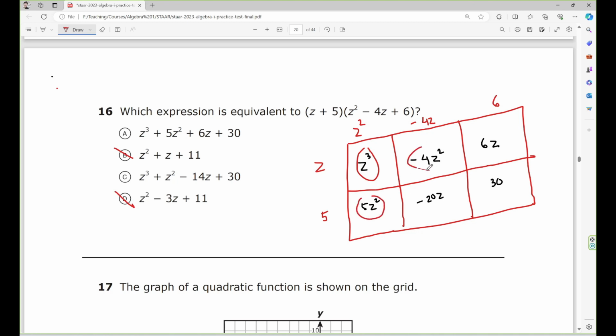5z and negative 4z, it could be z squared. So z squared, the answer must be C. This is 5z squared, so that's wrong. Negative 20z plus 6z, it could be negative 14z. Yes, it's right here. 30 right here, so the answer must be C.